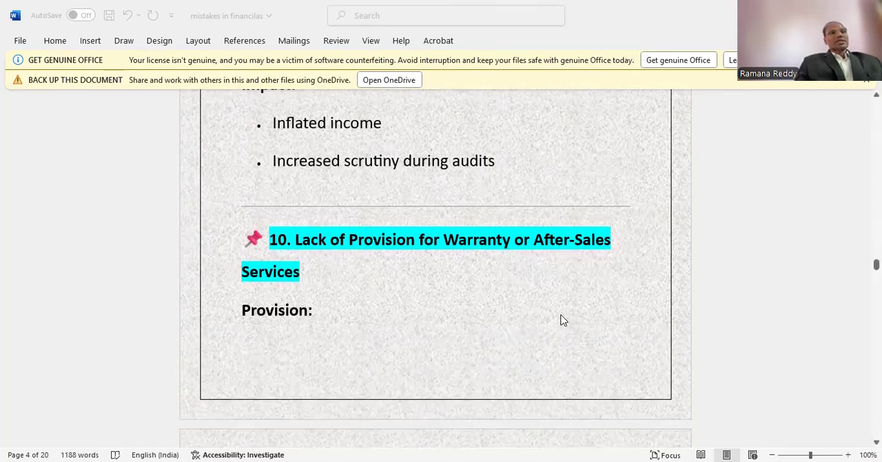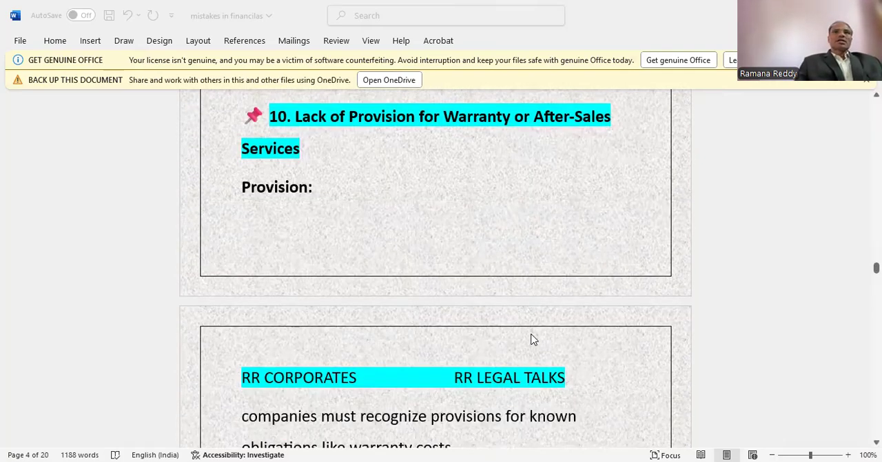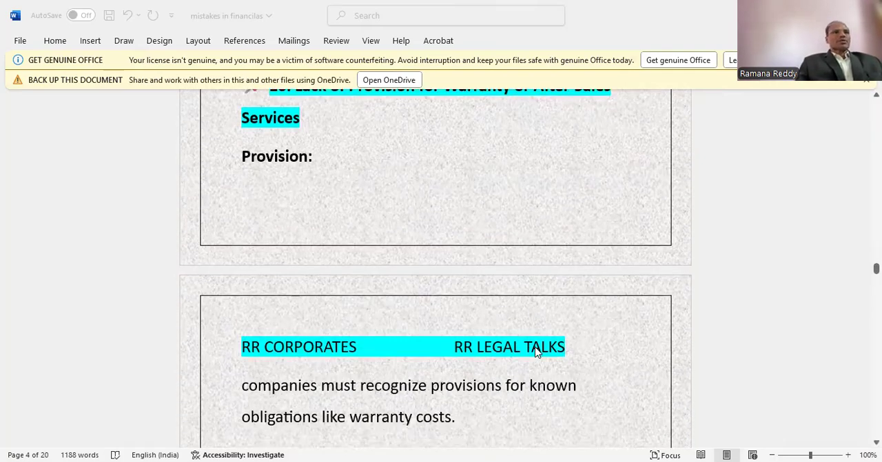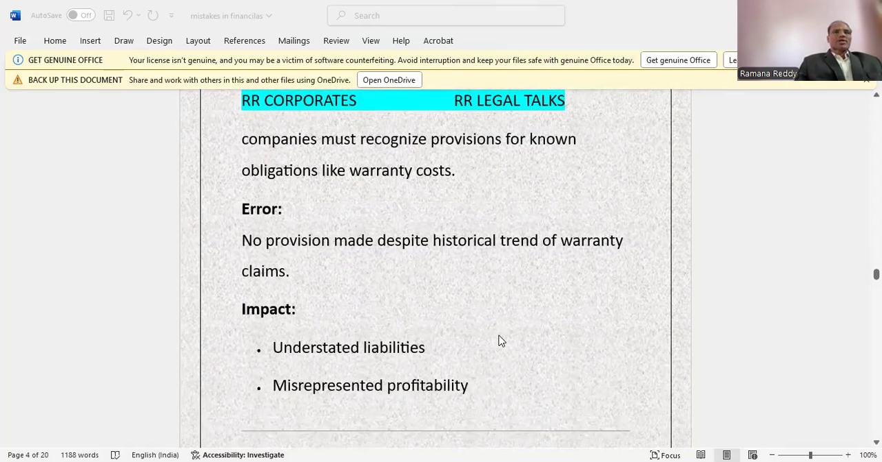And one more error we'll see: the lack of provision for warranty or after-sale services. Companies must recognize provisions for known obligations like warranty cost. The error in financials: no provision made despite a historical trend of warranty claims. The impact will be on the liabilities: understated liabilities and misrepresented profitability.